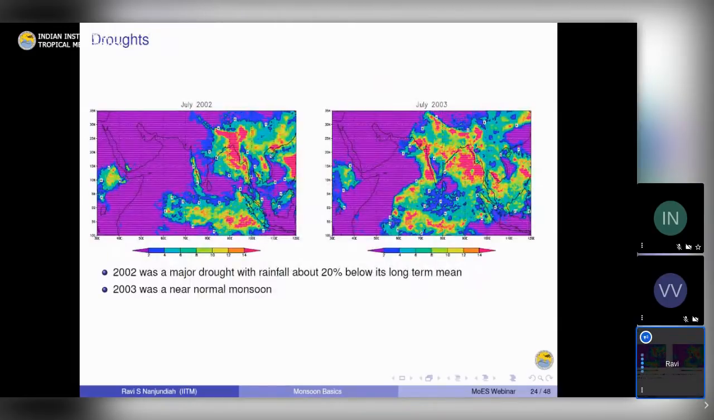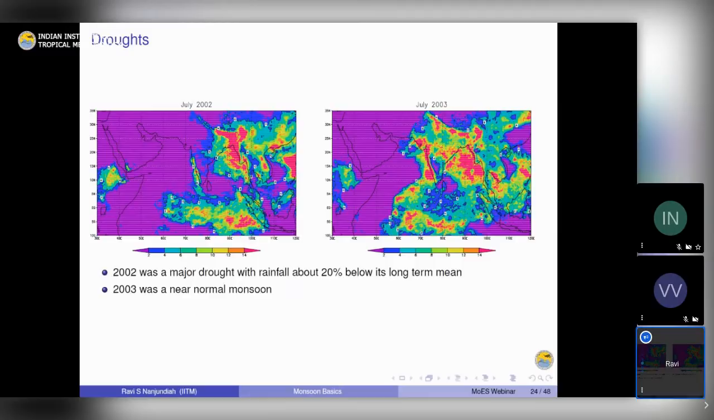Now we have seen what the mean picture of the monsoon is. We have seen how it varies within a season. That is, you have these northward propagating bands, which start around 5 south and move northward with a period of about 20 days.